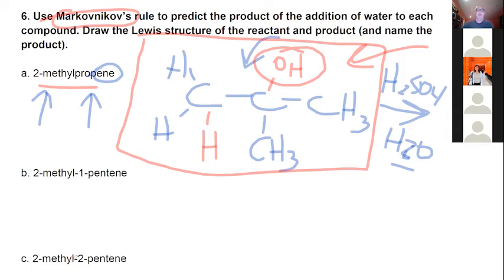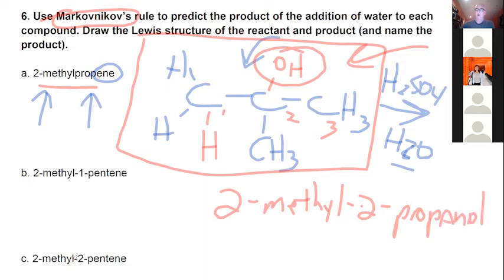So we have 1, 2, 3 carbons. So this would be 2-methyl-2-propanol. So we get rid of the ene and we put an ol at the end. That tells you that it's an alcohol. And then the number directly in front of it tells you which carbon has the hydroxyl group. That's also isopropyl alcohol.